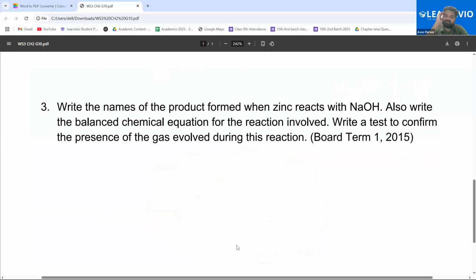Write the names of the products formed when zinc reacts with an acid, and also write the balanced chemical equation. And write a test to confirm the presence of the gas. So will you be able to do these questions? Tell me, will you be able to do these questions?